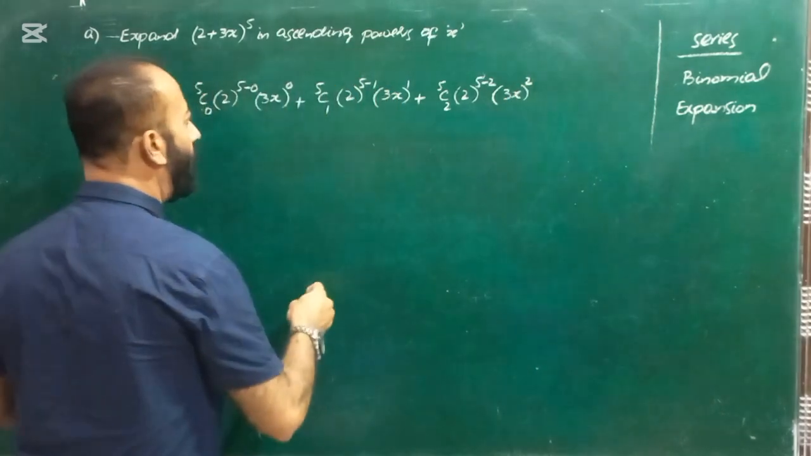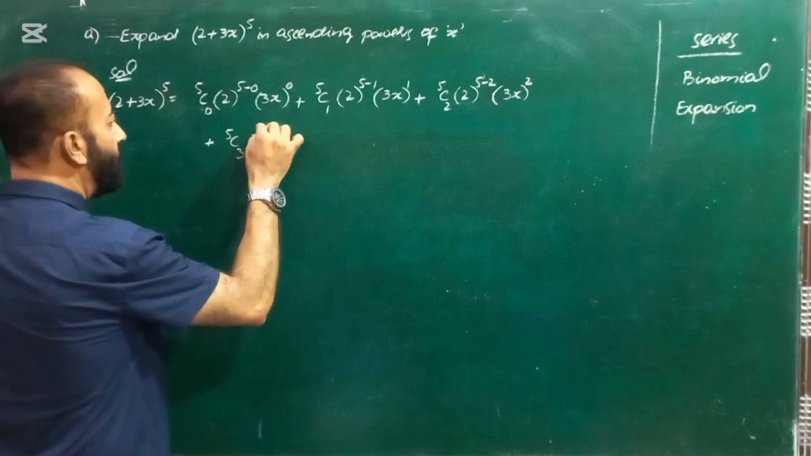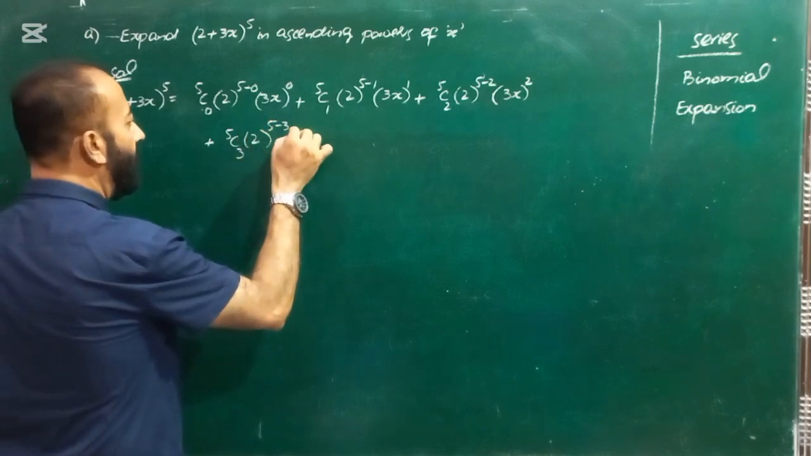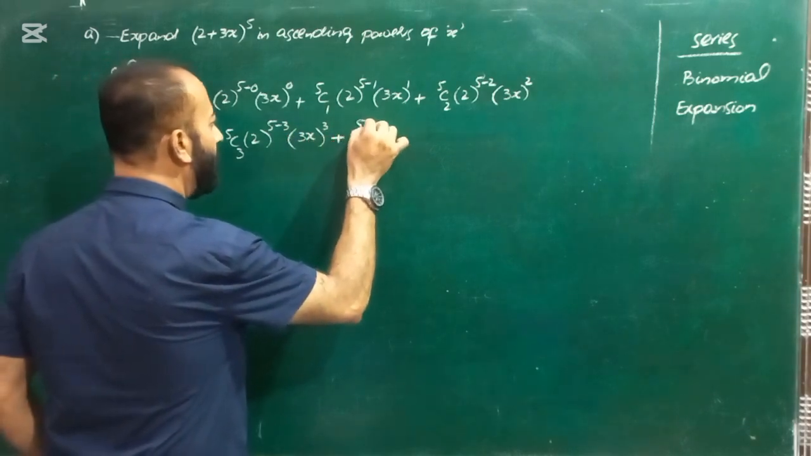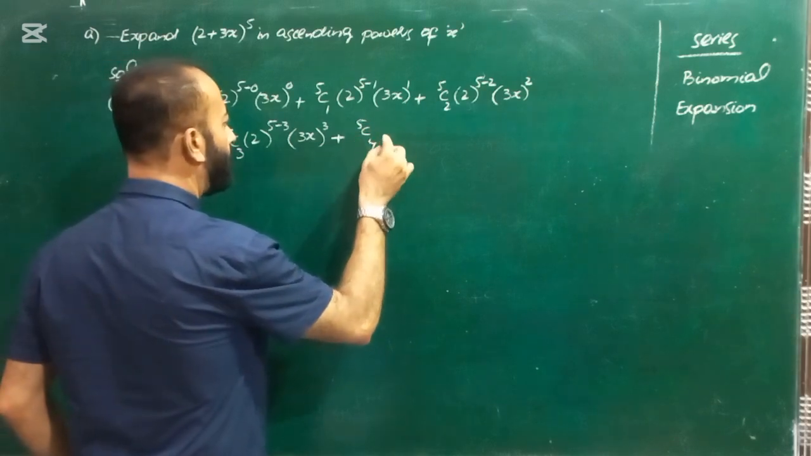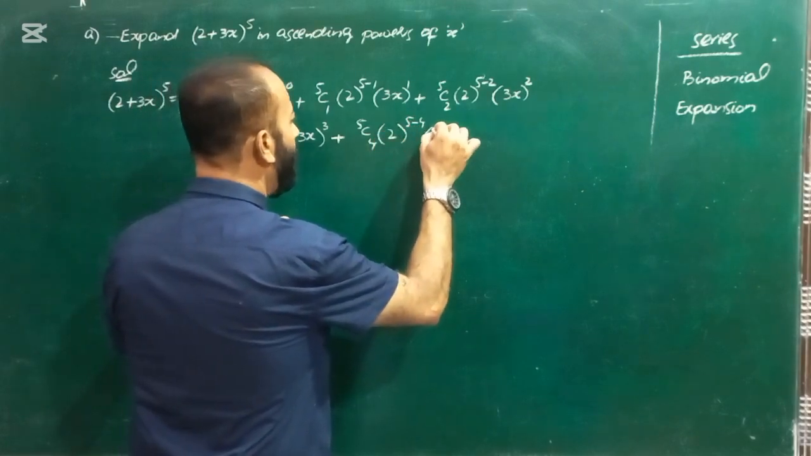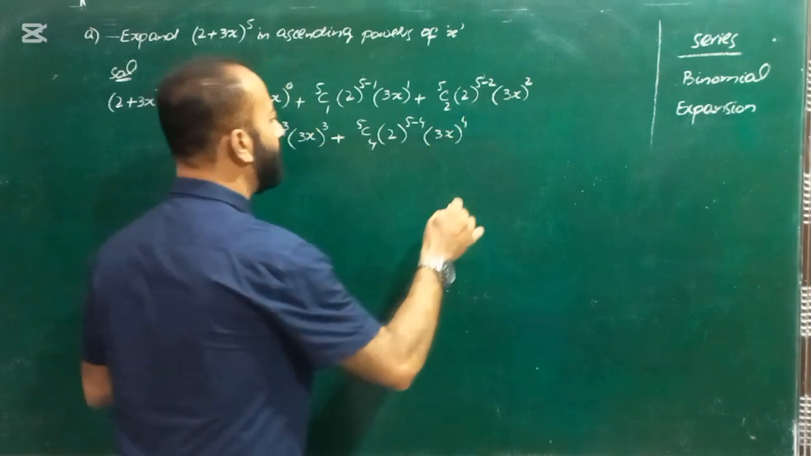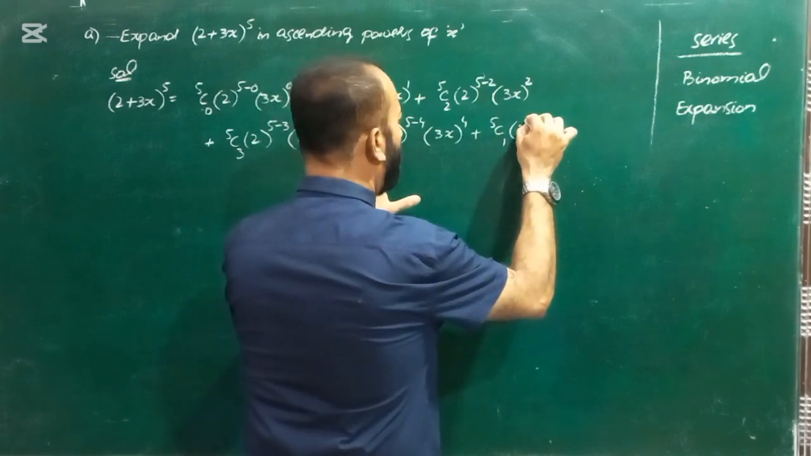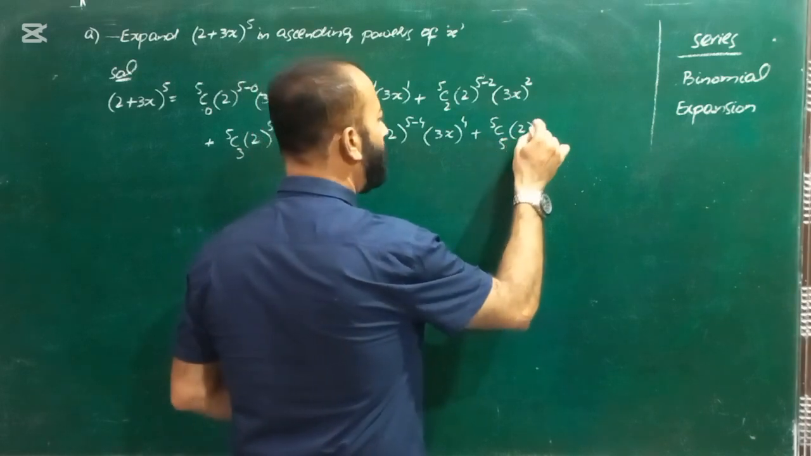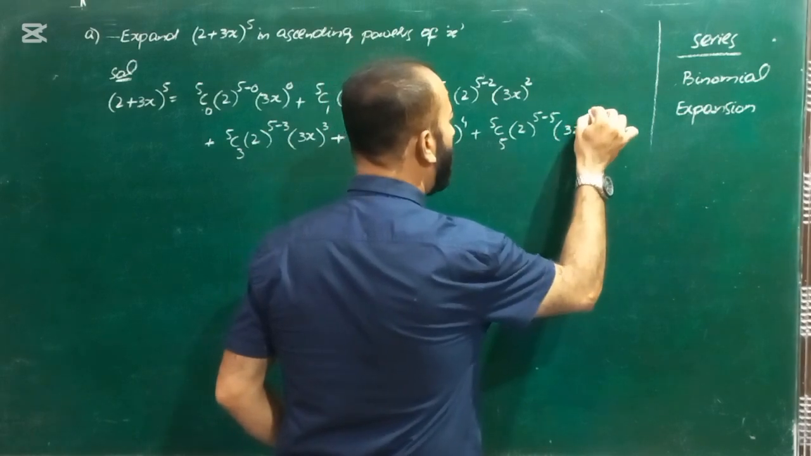Space is less, so we are coming here now, plus 5C3 into 2 raised to the power 5 minus 3, into (3x) raised to the power 3, plus 5C4 into 2 raised to power 5 minus 4, into (3x) raised to the power 4, and the last value is 5C5 into 2 raised to power 5 minus 5, into (3x) raised to the power 5.